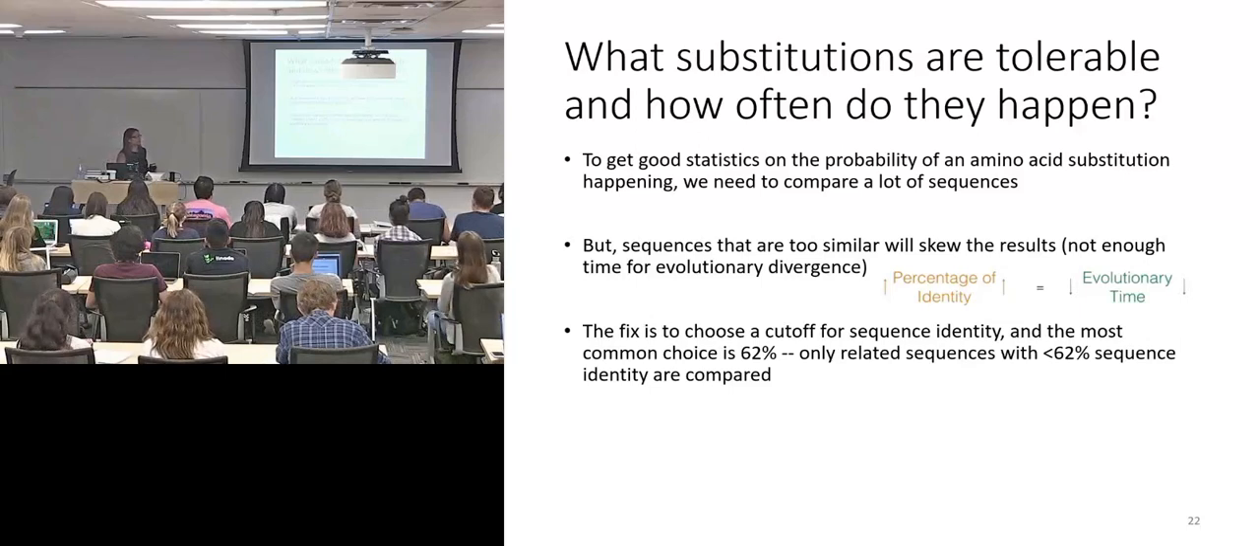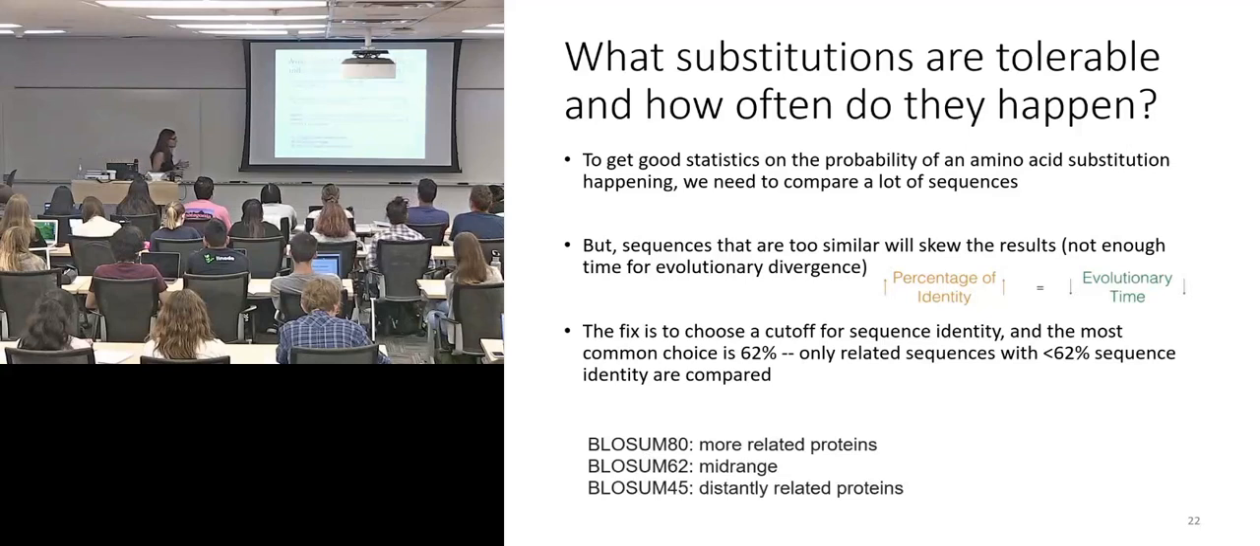So this is where 62% comes from. Sequences that are greater than 62% identical we'll throw out, okay? Because otherwise it's going to skew the results. We're going to think maybe that things are substituting more frequently than they really are. Okay? 62 is an arbitrary cutoff. It's based on people who looked at the matrices, looked at the math, and were like, okay, this is a number that we're happy with, and it's just a common choice.